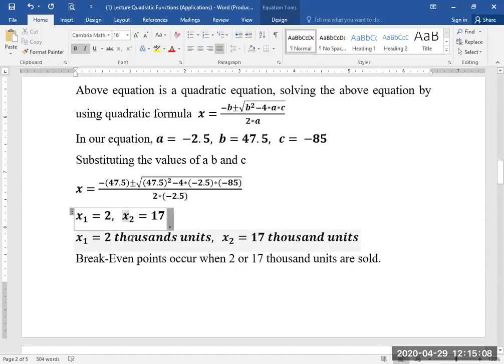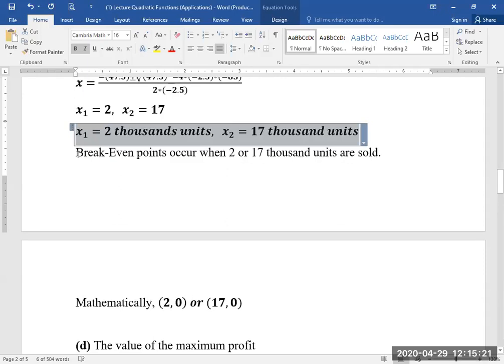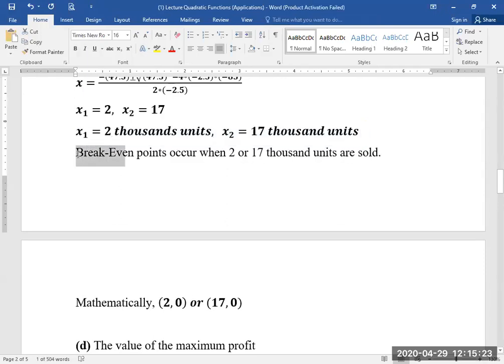This means that x was in thousand units. So x1 is 2000 units and x2 is 17,000 units, related to the context of our problem. This means that the break-even occurs at the points when 2000 and 17,000 coffee makers are manufactured.